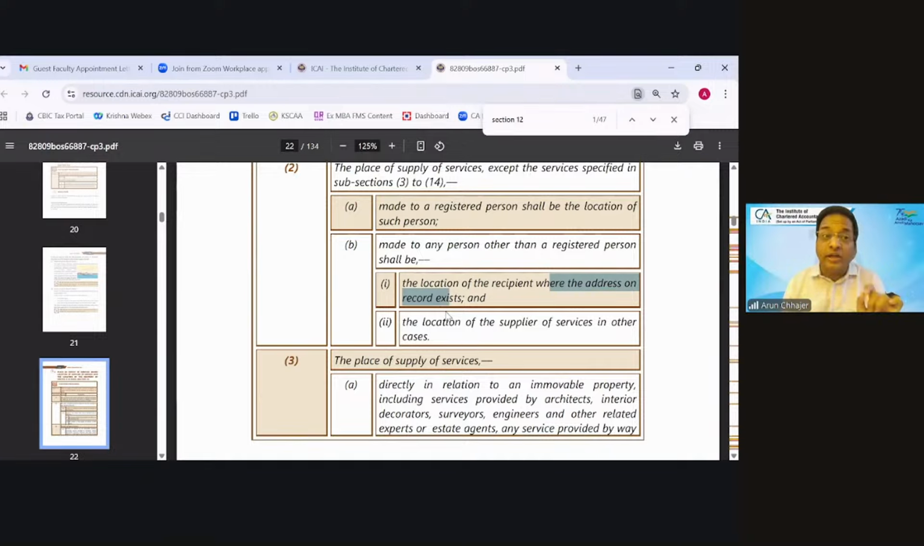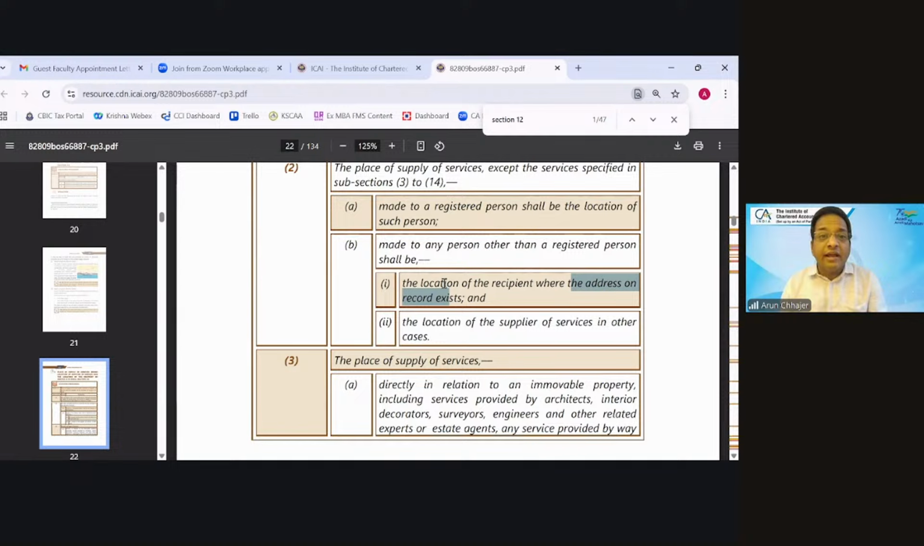Address on record होना चाहिए. मैं किसी unregistered person को देता हूं. If I'm making the B2C supply and I do not have the address on the record, then my location will be considered as place of supply. So problem kya tha? The problem: they are not considering the name of the state as the address on record. This word was the problem.